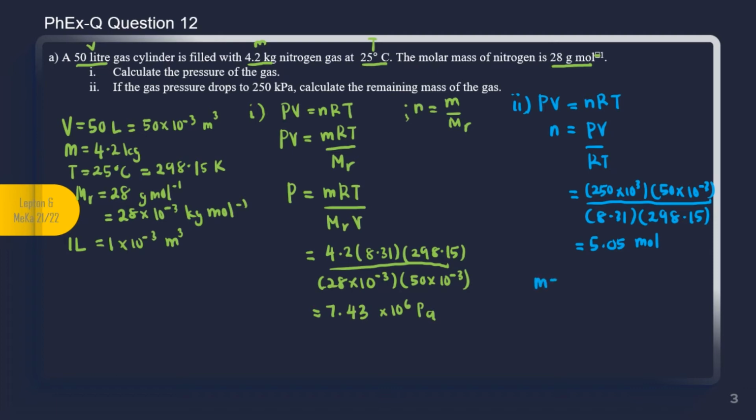When we have the number of mole, we can find the mass, which is equal to the number of mole multiplied by the molar mass. Which is 5.05 multiplied by 28 gram per mole. If we use gram per mole, we will have our final answer in gram. If we use kg per mole, we will have the final answer in kg. So here I am using gram per mole. So I will have the final answer as 141.4 gram. Okay, so that is part A of the question.